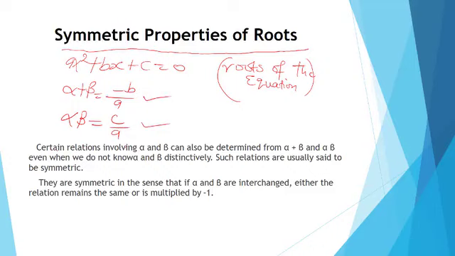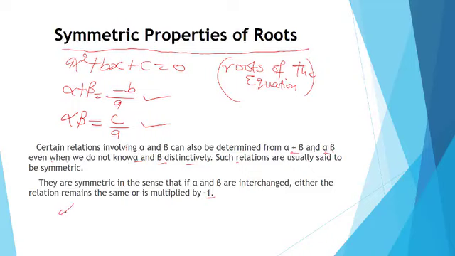Now, certain relations involving alpha and beta can also be determined from alpha plus beta and alpha beta, that is from the sum of roots and product of roots of the equation, even when we do not know alpha and beta distinctively. Such relations are usually said to be symmetric. They are symmetric in the sense that if alpha and beta are interchanged, either the relation remains the same or is multiplied by -1. What this is trying to tell us when you talk about symmetric is a kind of checking the commutativity of a particular relationship.